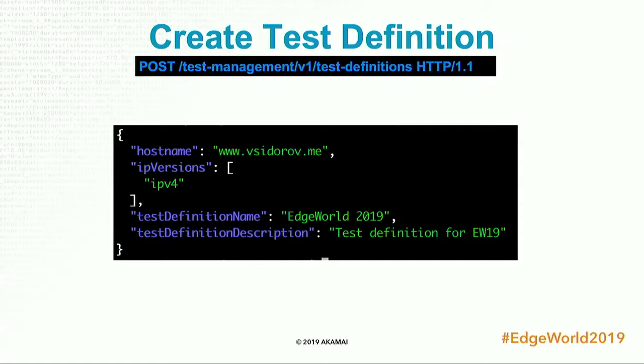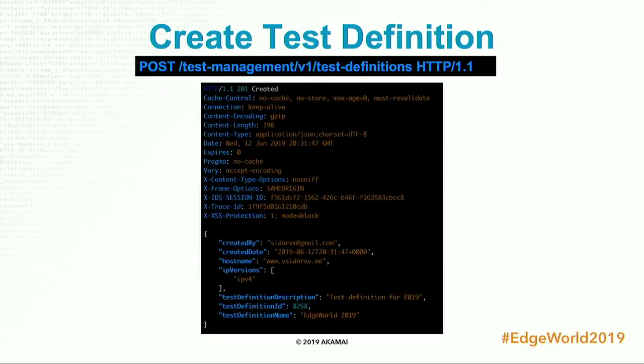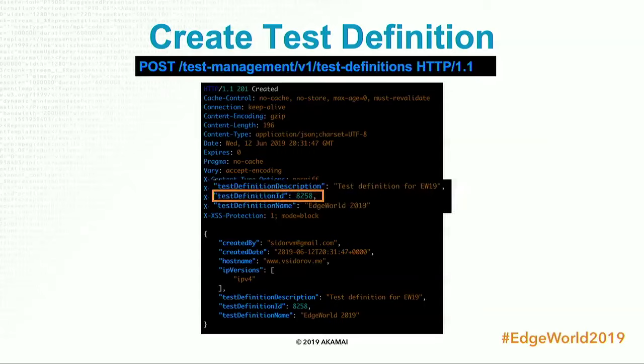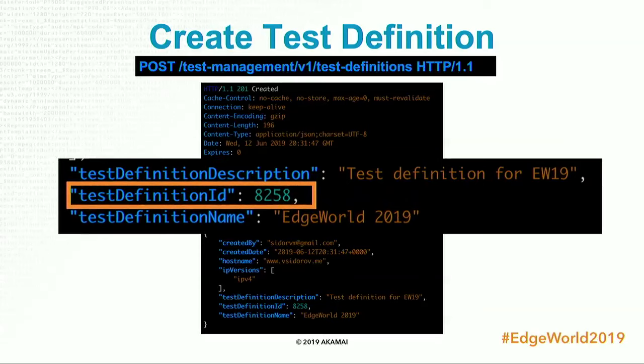You specify a host name. This is my website for different tests. You come up with some fancy name for that and with some description, so that you can later refer to that information to understand which test is which. And here is the result if your test was successfully created. It is a 201 response code, and here you get the test definition ID. You would need to use the test definition ID further to create test cases inside of this test definition.